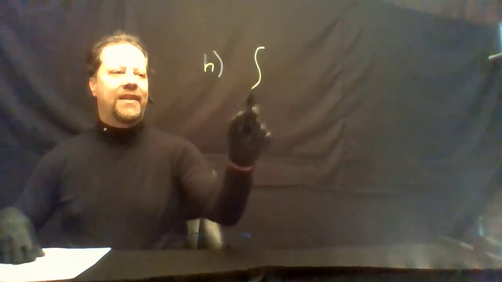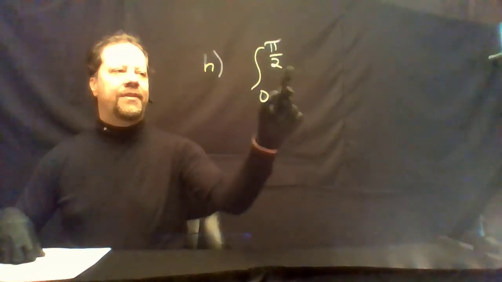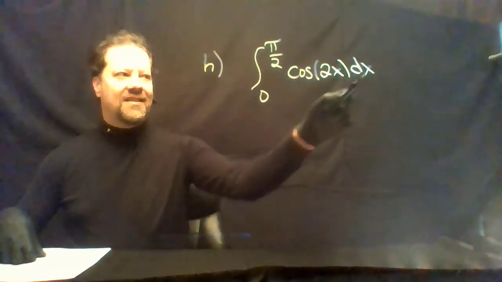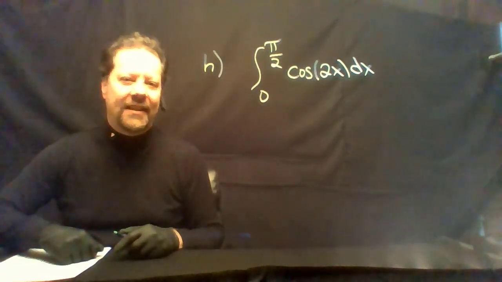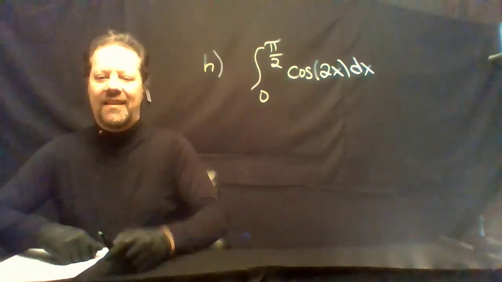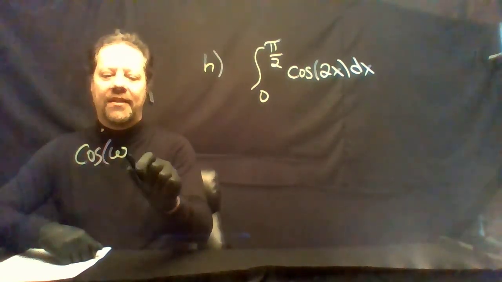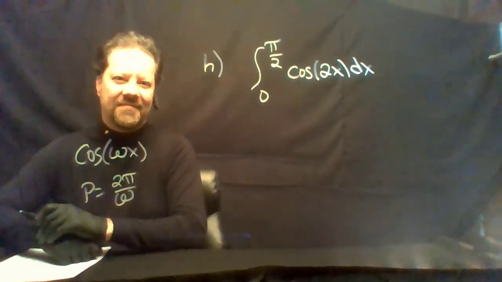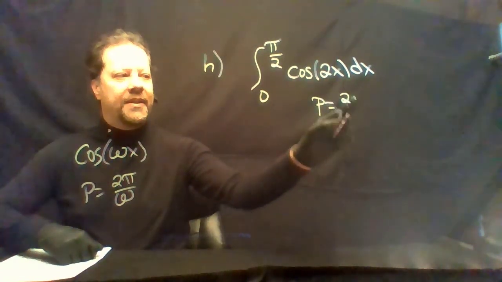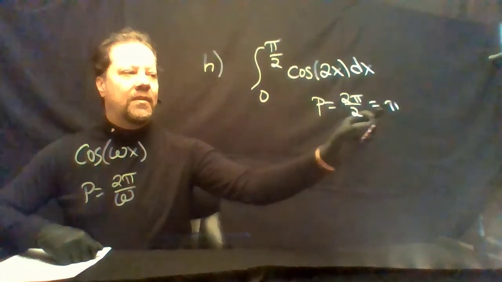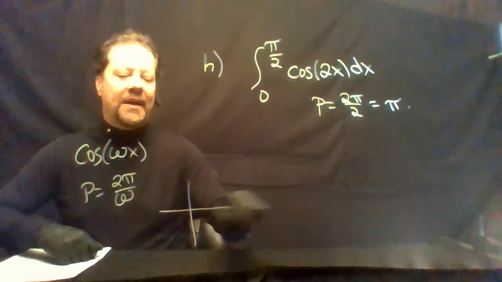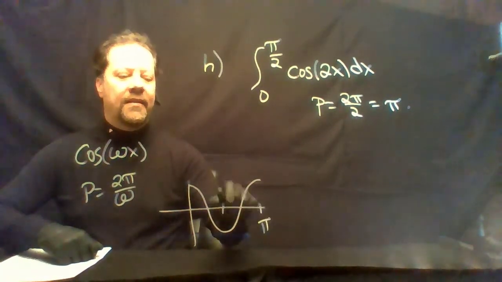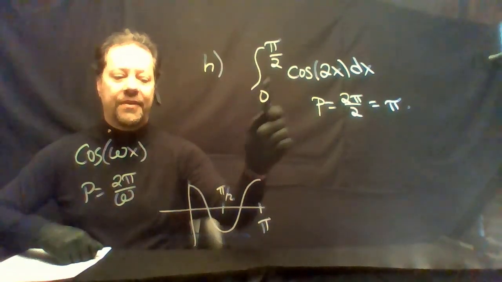On part H, we have the integral from 0 to pi over 2 of the cosine of 2x dx. I wanted you to see something kind of special on this one. Anytime we have the cosine of omega x, the period is 2 pi over omega. In this case, the period is 2 pi over 2, or just pi. And I wanted you to think about the geometry here. If the period is pi, then half the period occurs at pi over 2.